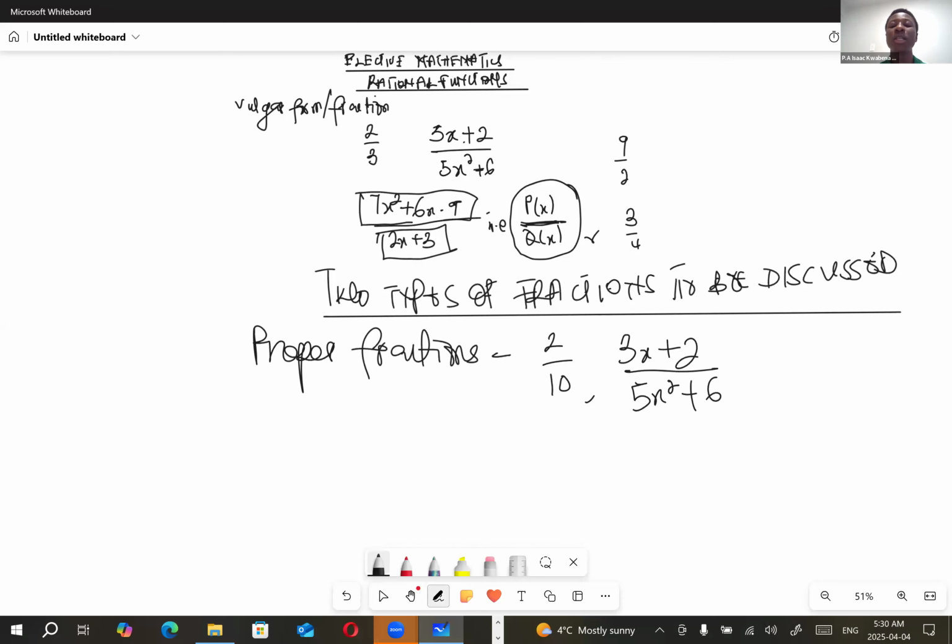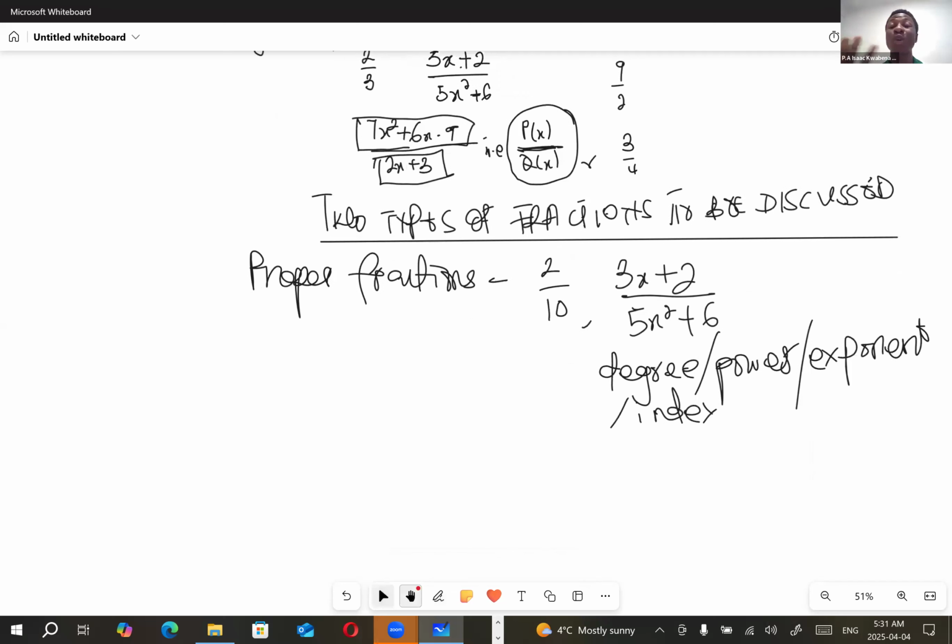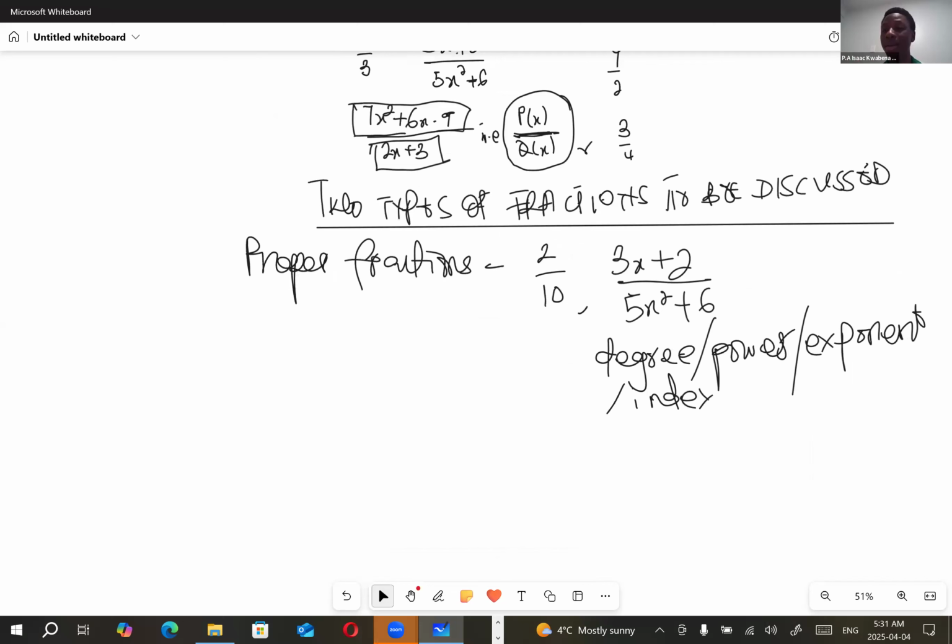Every expression with a variable has a degree. In numeracy, when we talk of degree, it is the same as power or exponent. I'm sure you may have heard of this. Another word is index. Every expression has a degree.